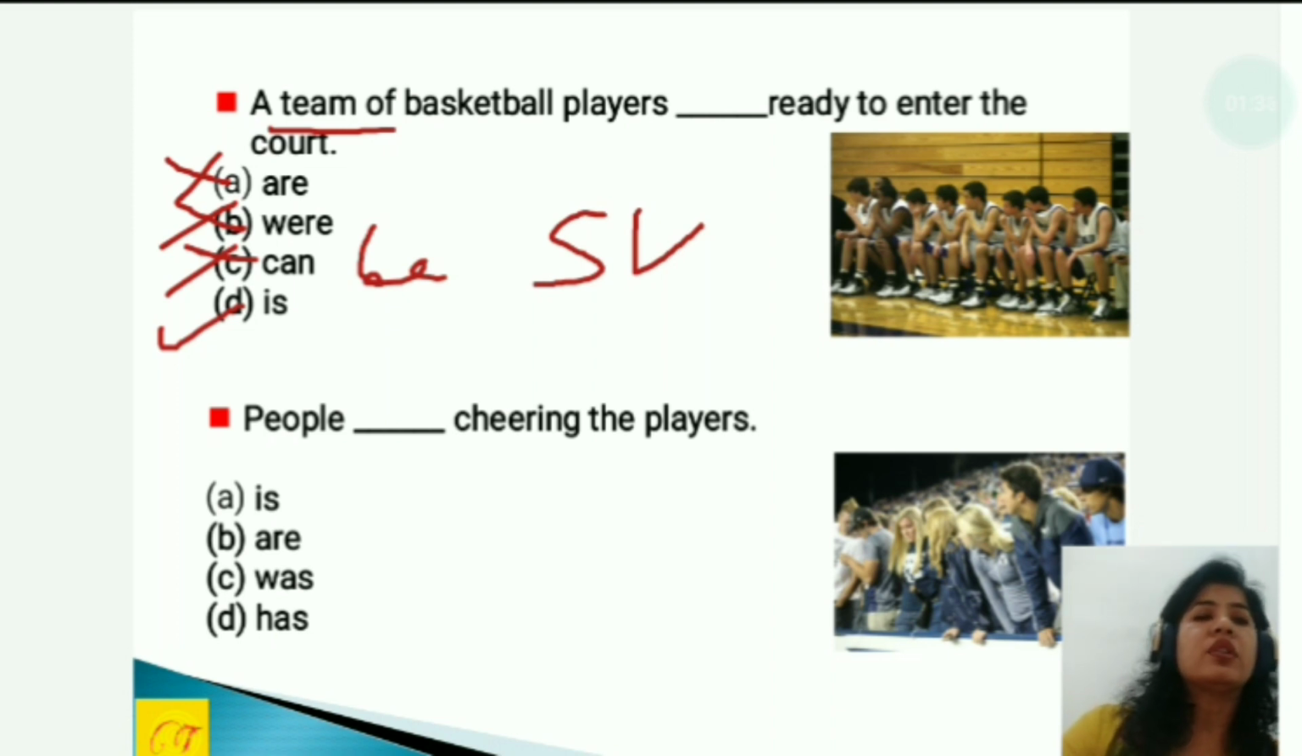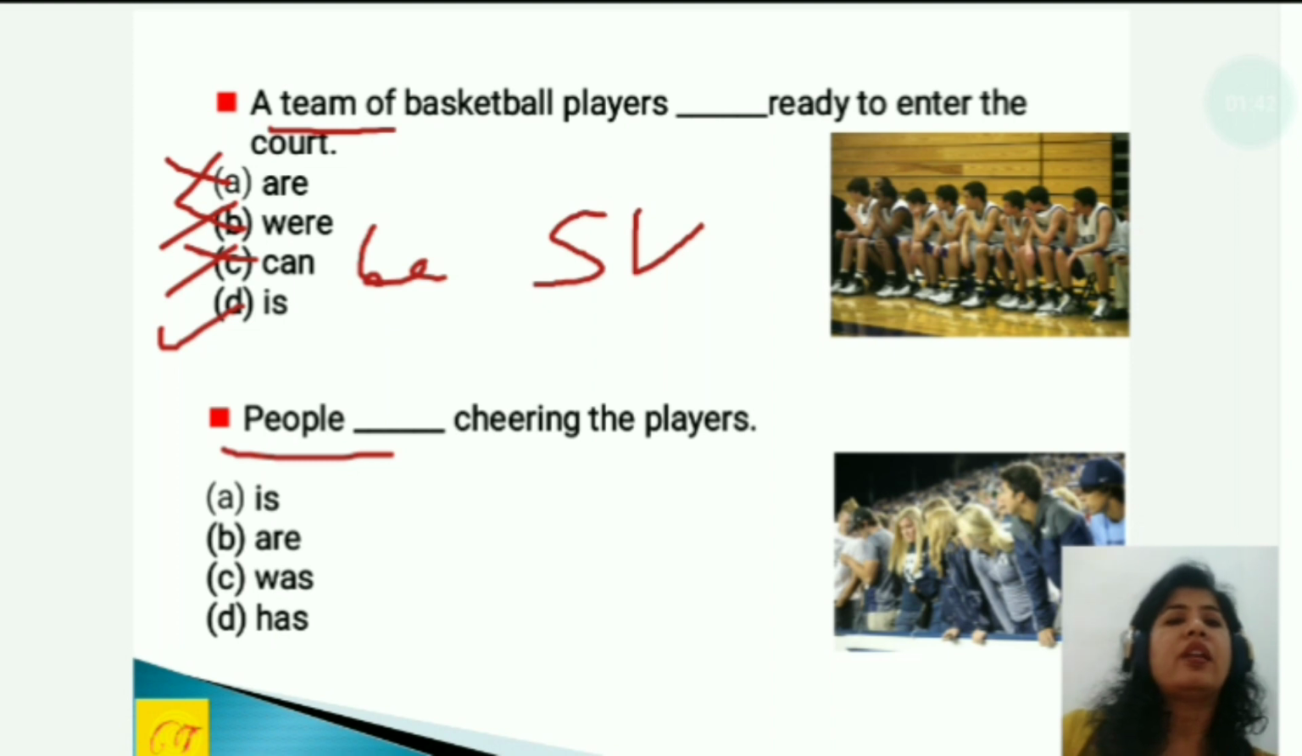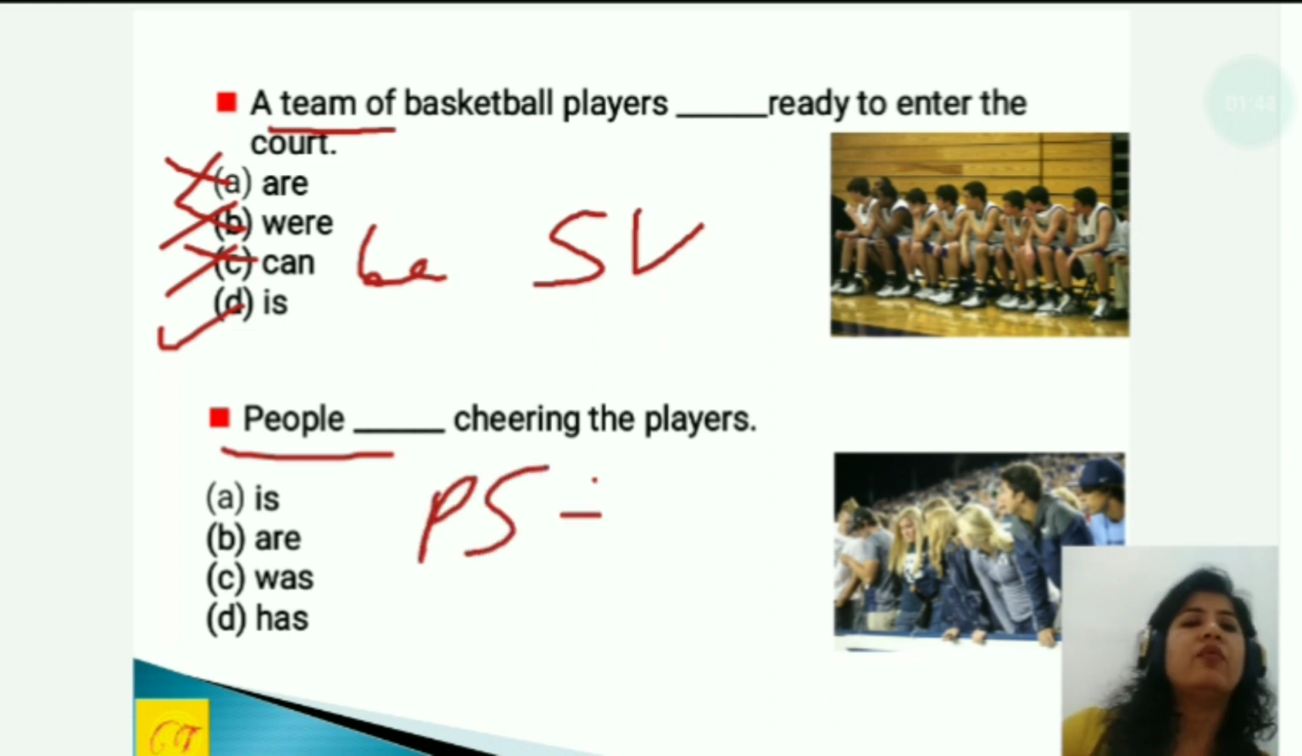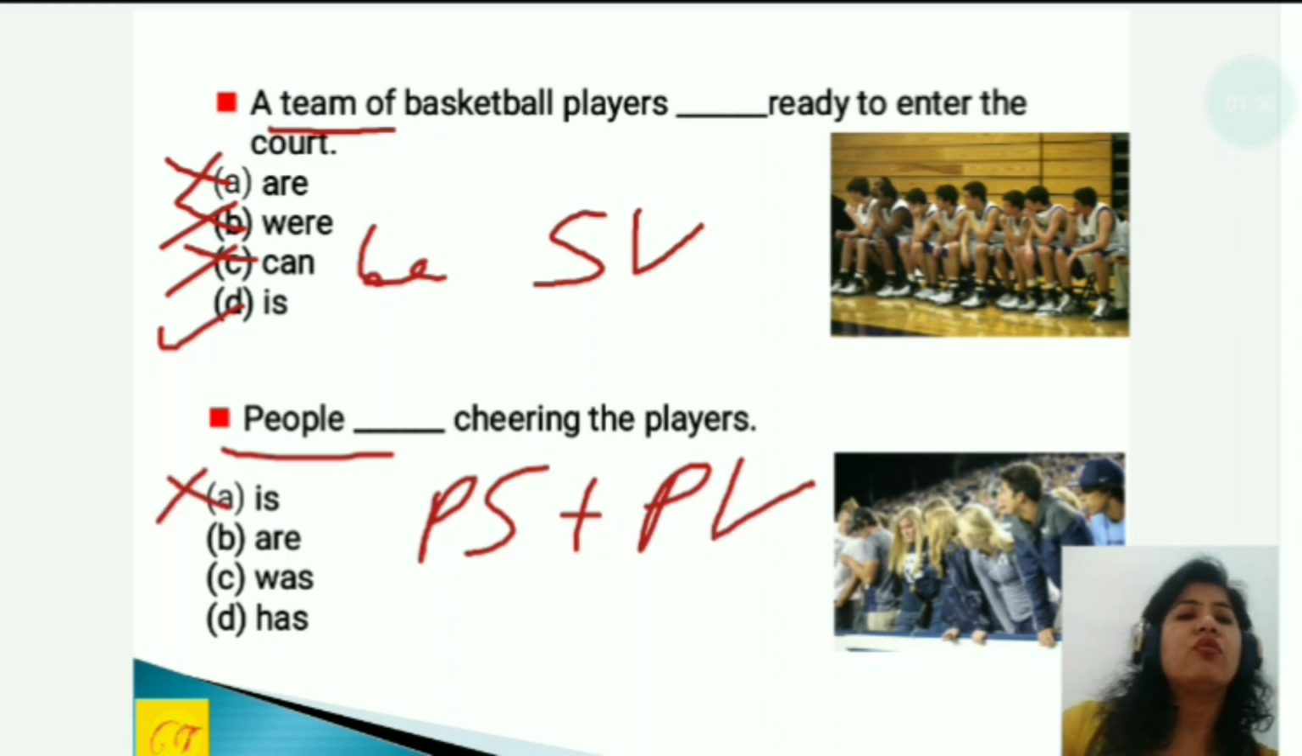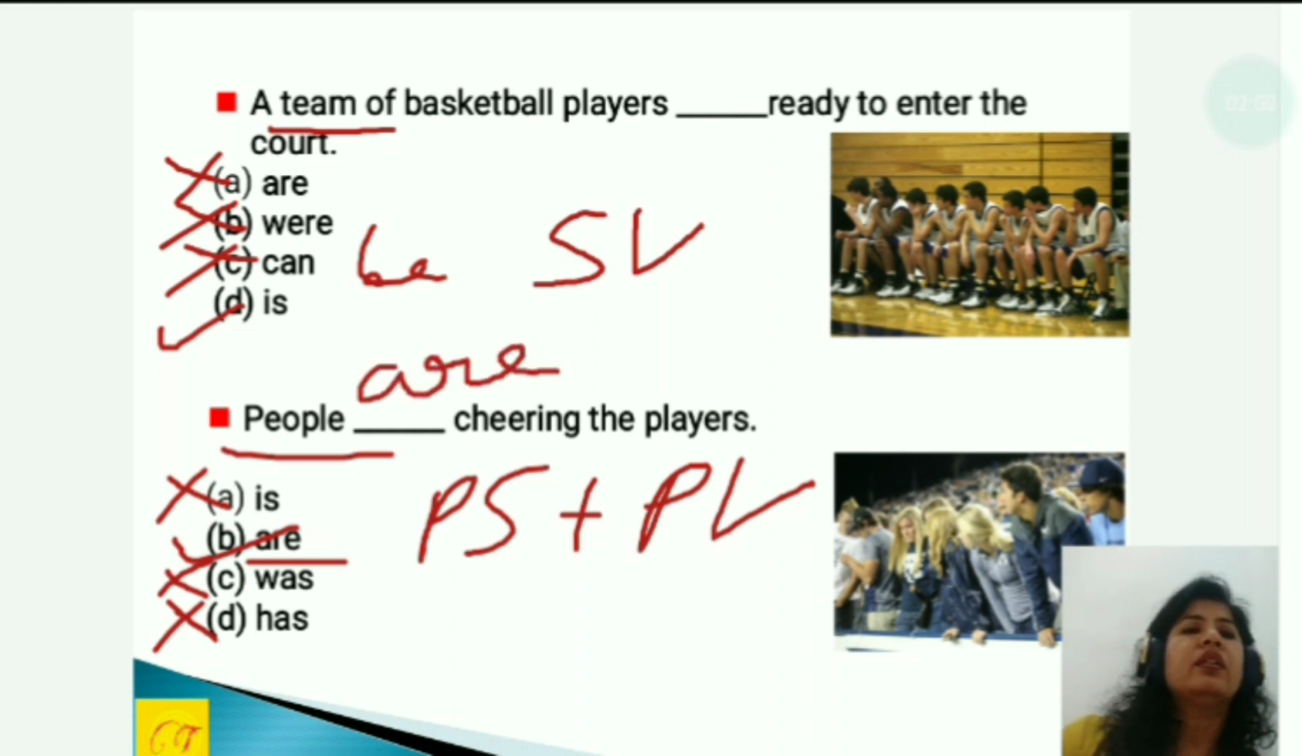The other MCQ is people blank cheering the players. People, I earlier told you that people is considered as plural subject and we need to apply plural verb. Is the singular one, are is the plural, was is singular, has is singular. So correct one is are. People are cheering the players. Alright.